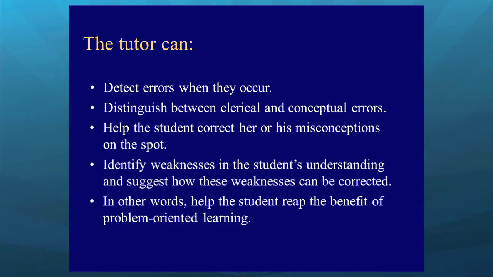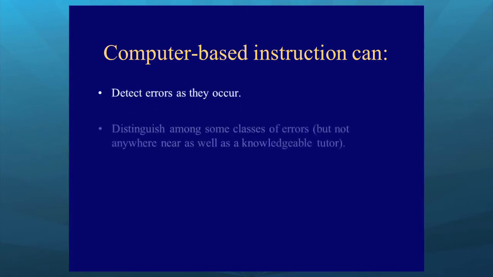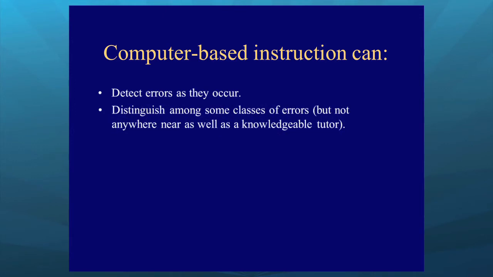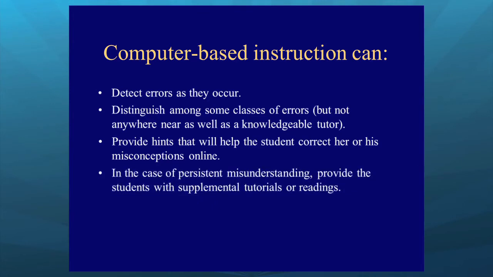Now, computer-based instruction can detect errors as they occur, so that's one thing they can do. And it is possible to distinguish among some classes of errors, but not anywhere near as well as a knowledgeable tutor, so that's one limitation. It can provide hints that will help the student correct his or her misconceptions online, and in case of persistent misunderstanding, provide students with supplemental tutorials or reading at the time at which they're engaged in the exercise.